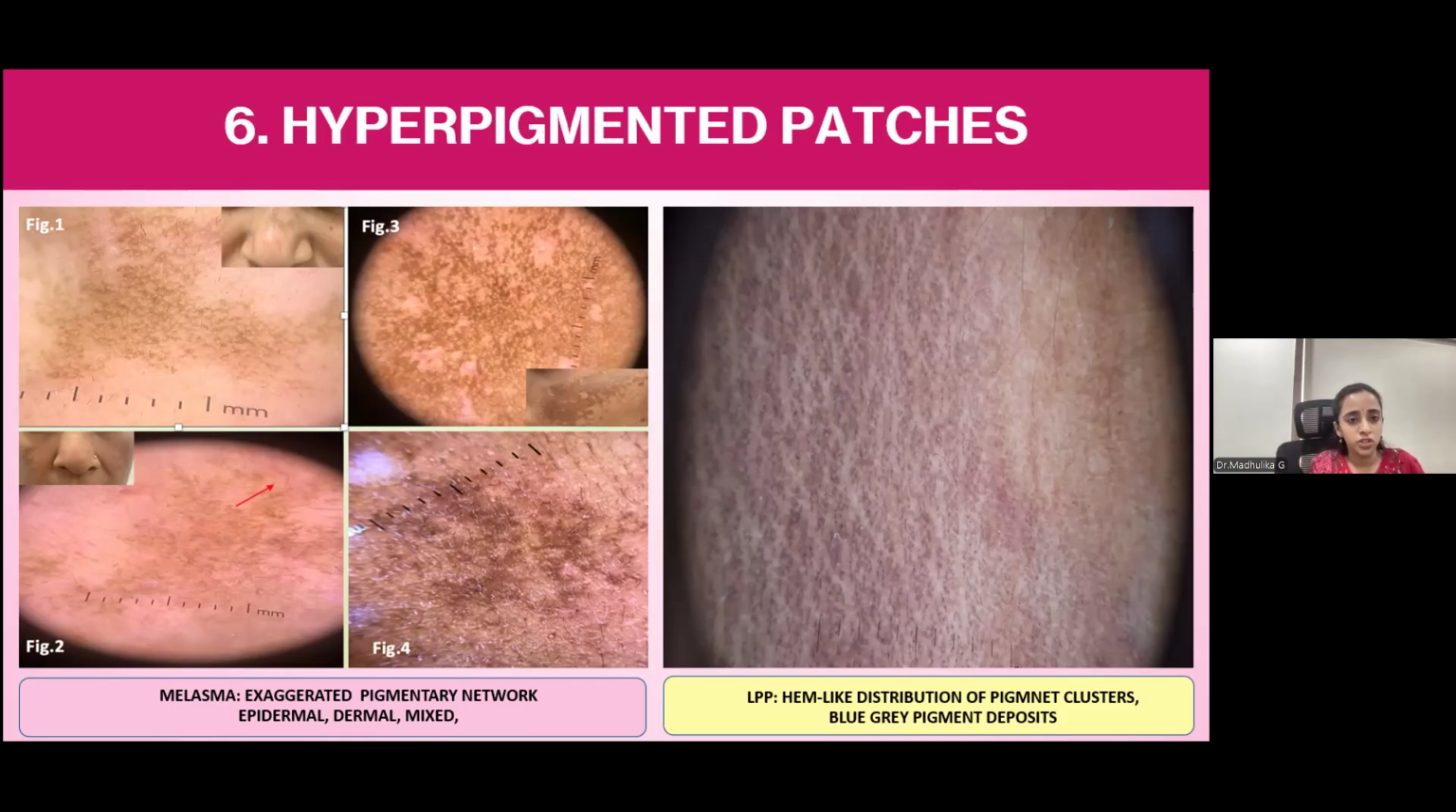How do you differentiate from it? Okay, from pigmented cosmetic dermatitis, how to differentiate? Dermoscopy helps a lot. When you see on the body, you see a hem-like pattern of the pigment clusters. On the face, usually there's no hem-like distribution, but there are blue-gray pigments. We already know in lichen, any kind of lichenoid disorder, basal cell damage, pigment incontinence, melanophages. So that is what is representative of these dermoscopic features.